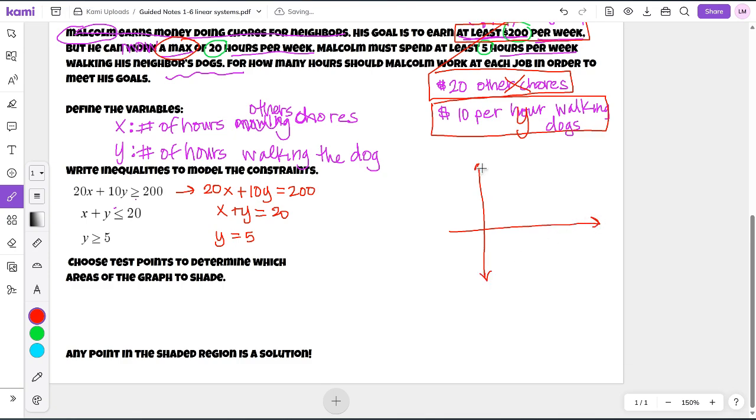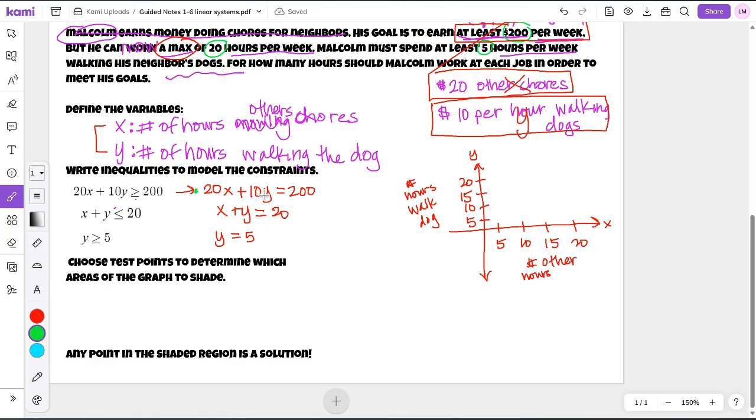All right, so we are going to count by 5s, going both directions. So this is the number of hours for other chores. And this is number of hours walking the dog. And I know this because of the variables that we defined in the beginning. All right, so I'm going to make this first graph green.